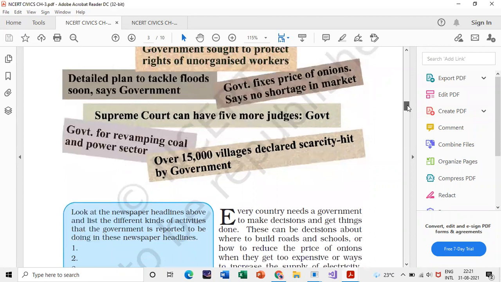So today I'm going to share the question answer of Civics chapter 3 unit 2 of NCERT book class 6. See, as you all know, civics is always based on your concept. So learning of concept is very important.